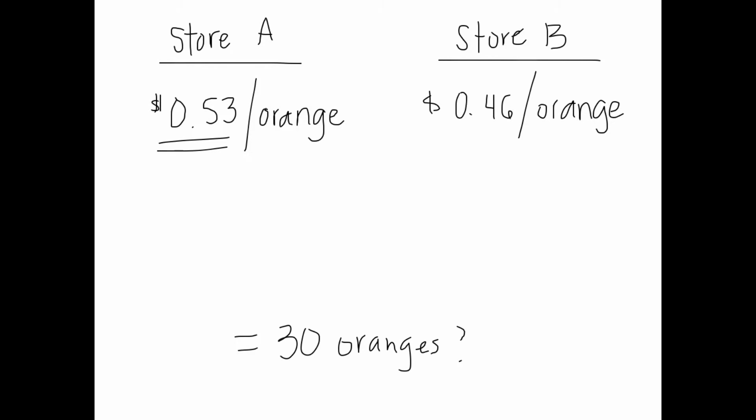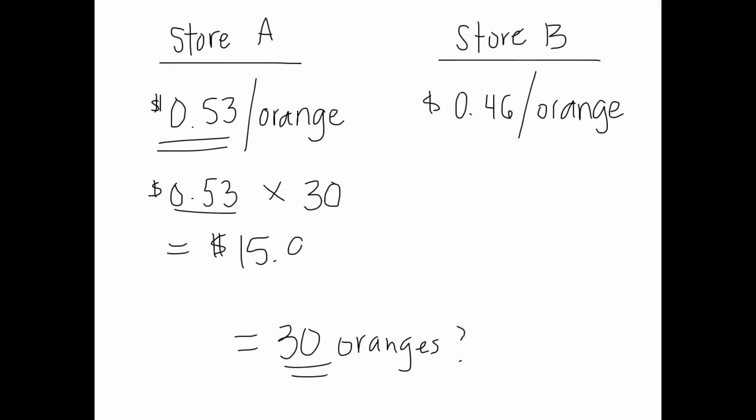So what operation shows us an increase in value? Well, we could take 53 cents and add it together 30 times since we're getting 30 oranges, or we can take 53 cents and multiply it by 30 since we're going to have 30 oranges at 53 cents each. So let's do that. 53 cents times 30 is equal to $15.90. So from store A, we're going to spend $15.90 on a total of 30 oranges.